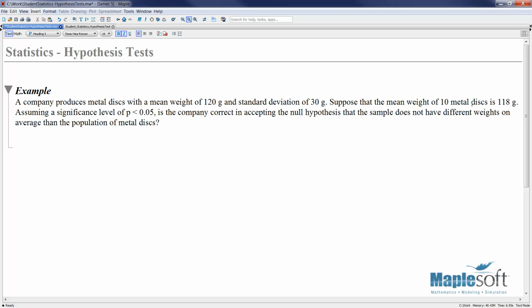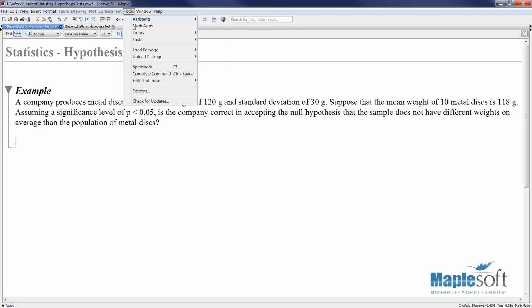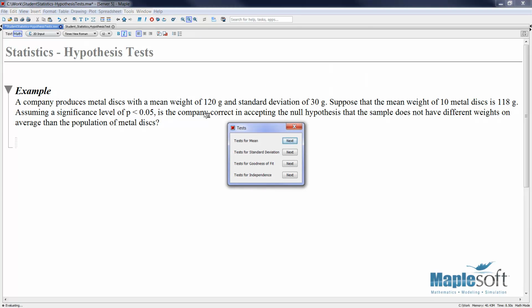So now, if we're looking to test the null hypothesis that the sample does not have different weights on average than the population, what we're looking to do is compare two means. We're looking to compare a sample to a population based on average, so on a mean measure. So then if we go in, we start up our test guide. So go to Tools, Tutors, Statistics, Test Guide. We know then that what we're looking for is a test for mean, since we're talking about on average.